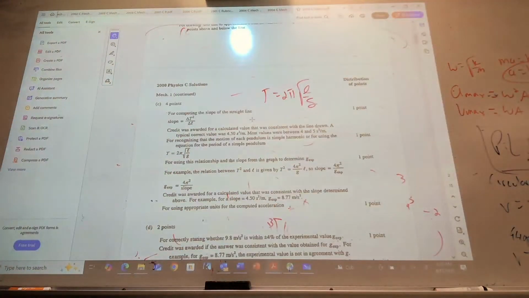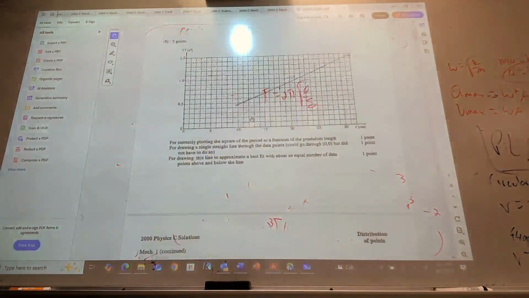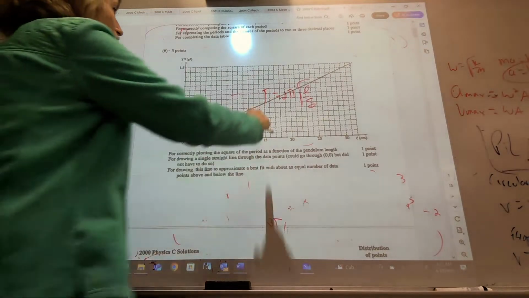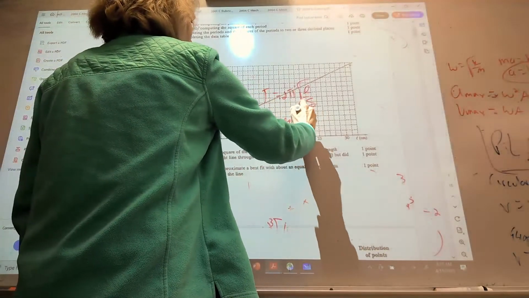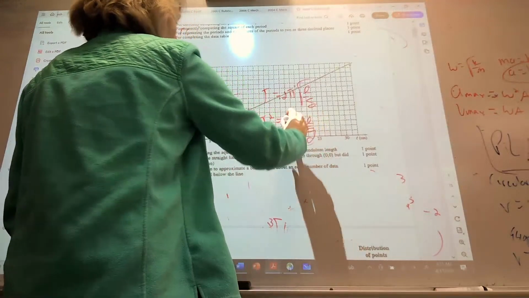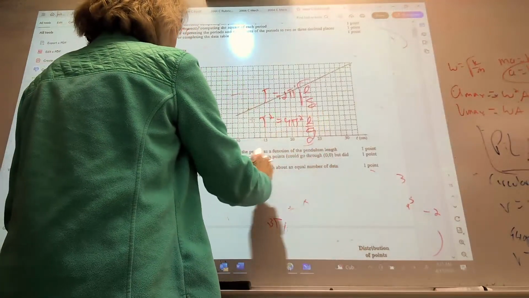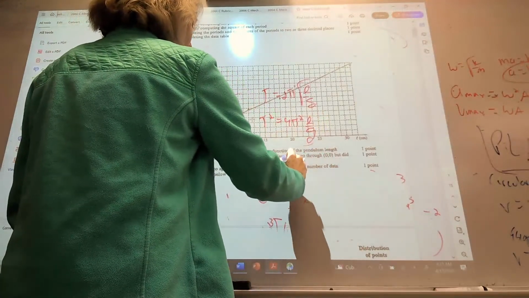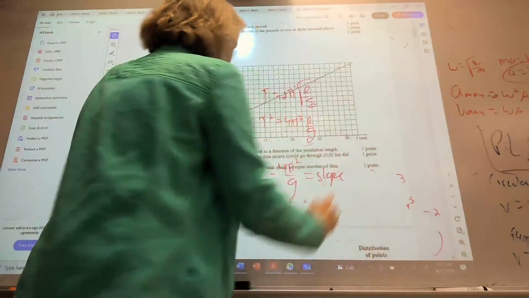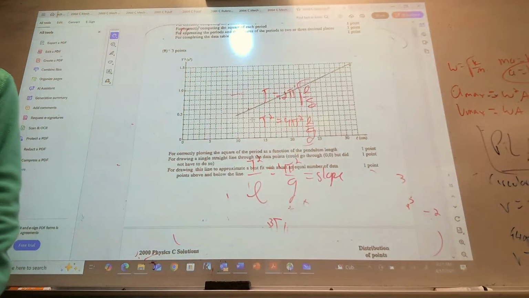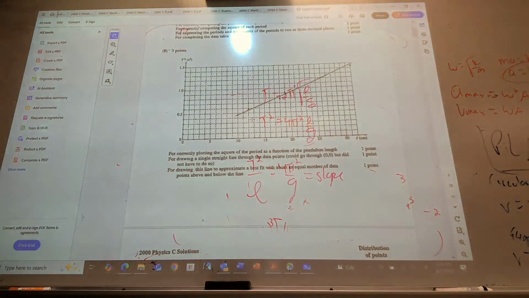Okay, so I just plotted T squared versus L. So you want to get T squared and L on one side of the equation. So I have T squared is equal to 4 pi squared L over G. Okay, so if I divide down that L, I get T squared over L is equal to 4 pi squared over G. So your slope is equal to 4 pi squared over G. You have to know how to do that. It's so common on the test.